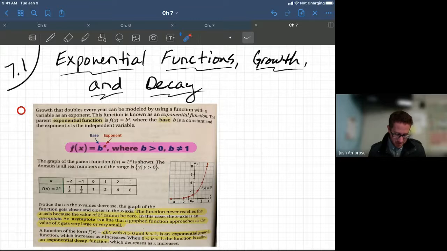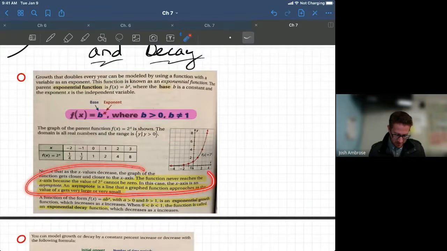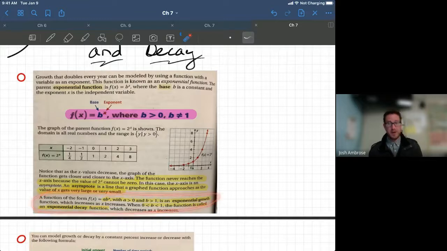So these are some of the definitions. I've highlighted everything that you need in here. You don't have to copy down every word, but you have to copy minimum what I've highlighted, because that's the important stuff. It's really important we understand this little word right here, the asymptote.